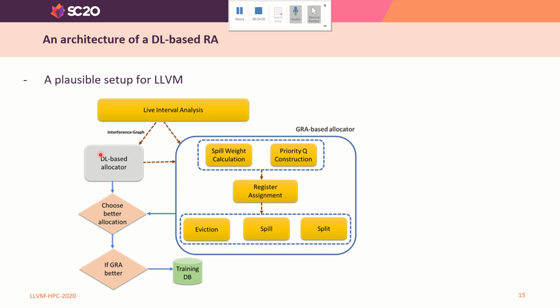Or we can do a DL-based allocation based on this interference graph. And if the number of registers required is higher than the number of registers available, we can again go through all these phases we see on the right-hand side, right? And then choose which one is better of the two, right? So if the GRA is better, what we do is we can input that information into a training database and train our model further so that it can do better for those kind of cases.